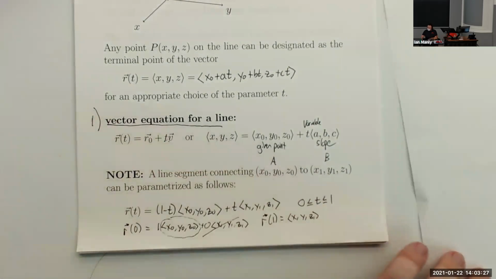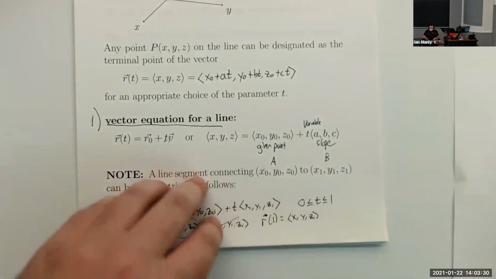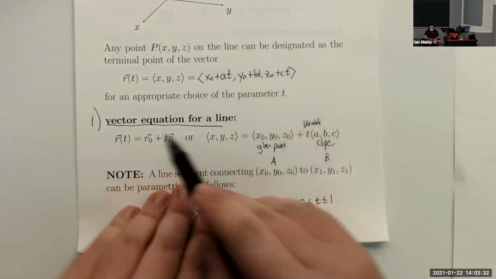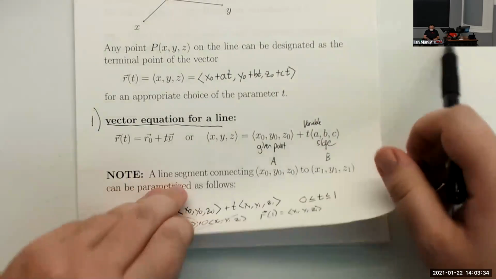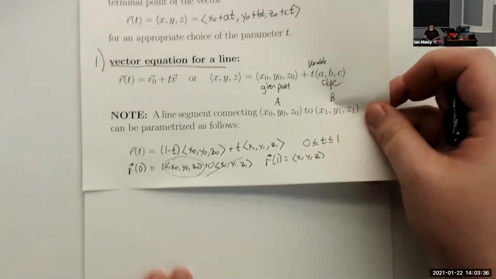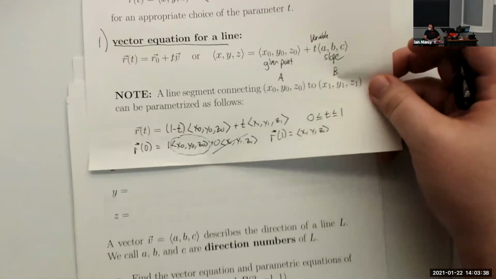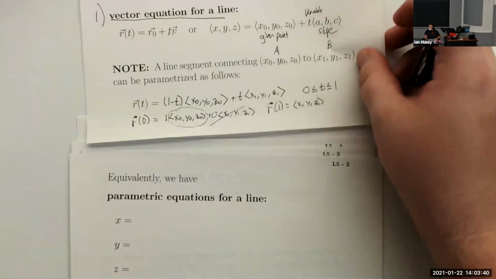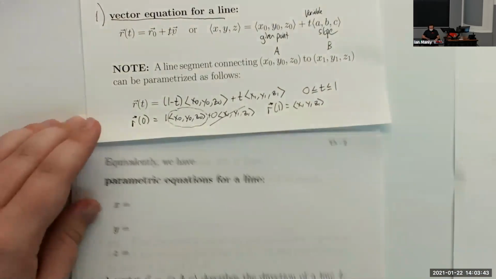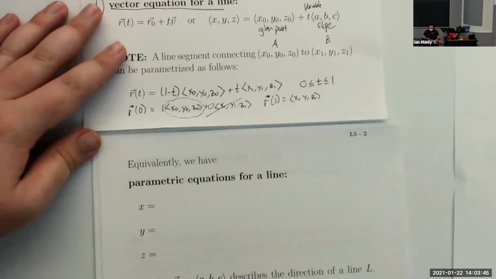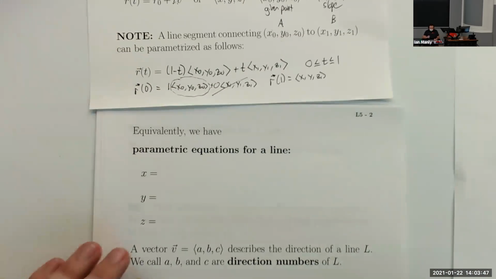All righty. Let's see here. So let's move on to our next page here. So this was our first equation for a line right here. This is our first type of equation. All right, so what other types of equations are we going for right here? What other ways will we have of expressing a line?